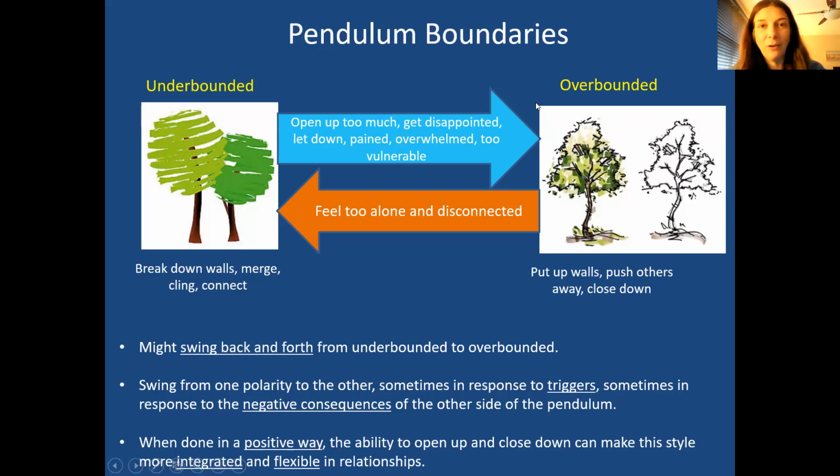So here's how things might go. Picture the underbounded style as a metaphor, like two trees that are growing into each other. Sometimes it's hard to even know which branches are from which tree because they're all blended together. Whereas overbounded, it's very clear where the separation is. There's almost like a wall between the two trees, or there might as well be. They're very separate.